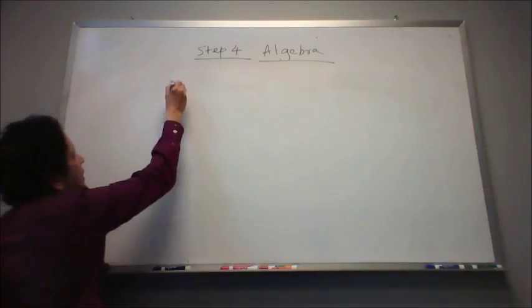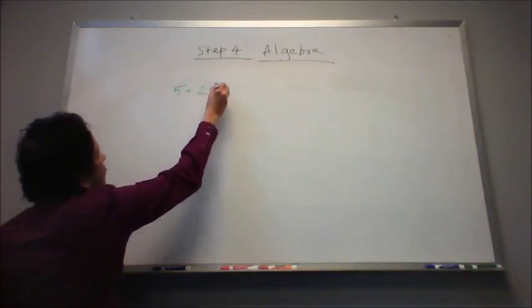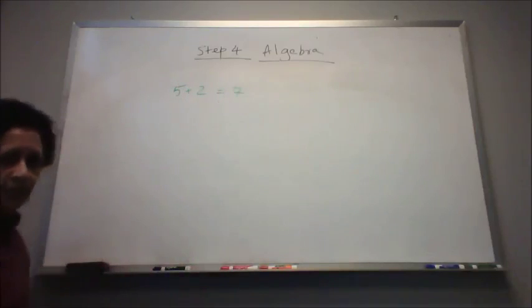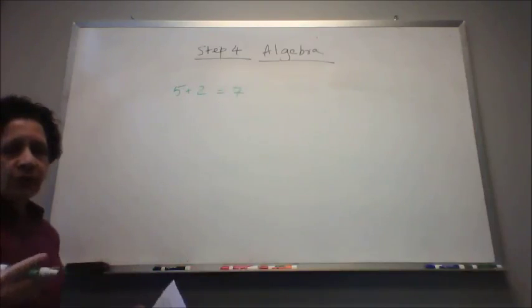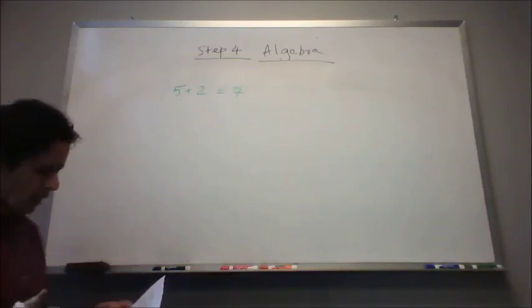So for example, let's say that I have 5 plus 2 is 7. You know that, right? So that's an equation. 5 plus 2 on the left-hand side, 7 on the right-hand side.